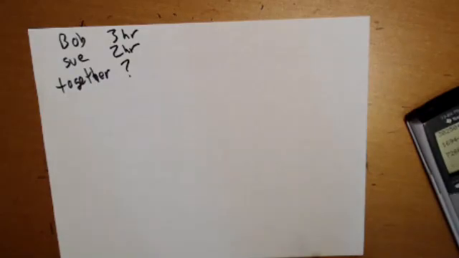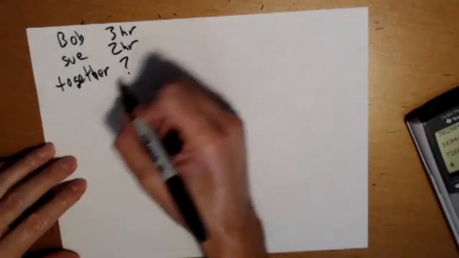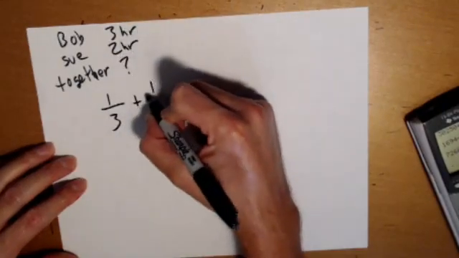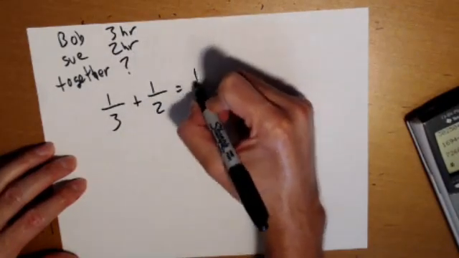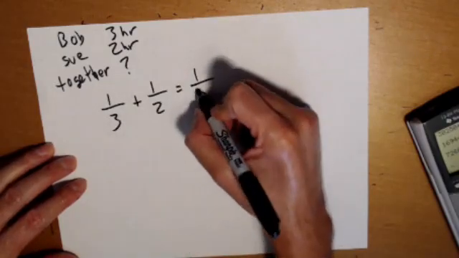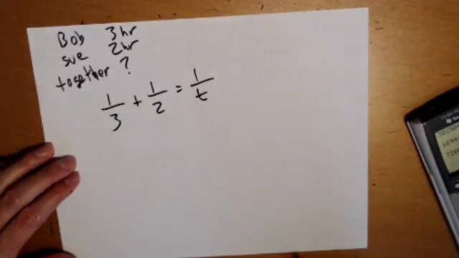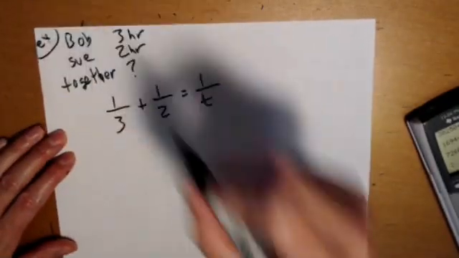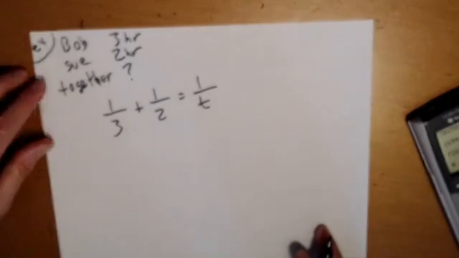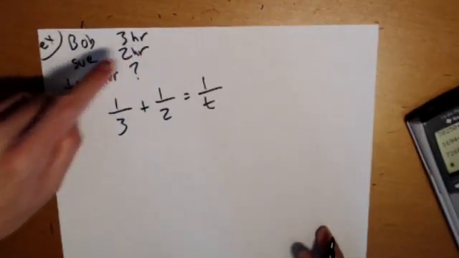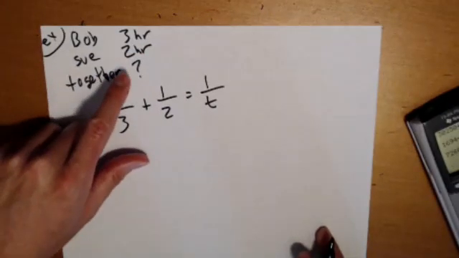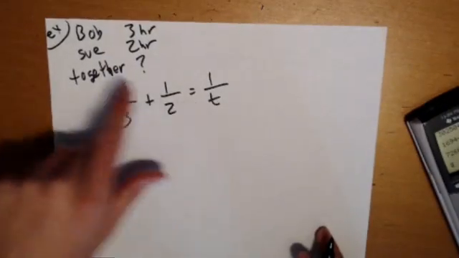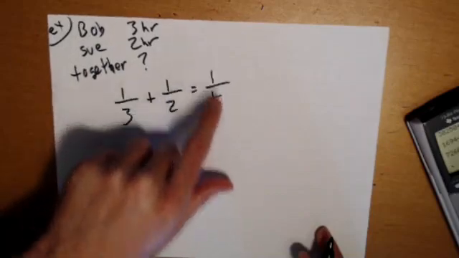So far, so good. So the way you set it up is you say, one person working individually plus the other person working individually would be equal to 1 over them working together, t. So let's just solve this out. So this is just an example problem. It takes Bob 3 hours to paint the fence alone. It takes Sue 2 hours to paint the fence alone. How long would it take them working together? Okay, so 1 over individual plus 1 over individual equals 1 over together.